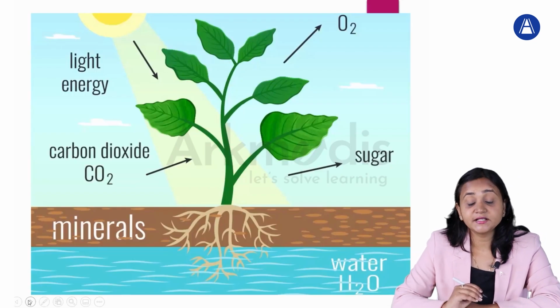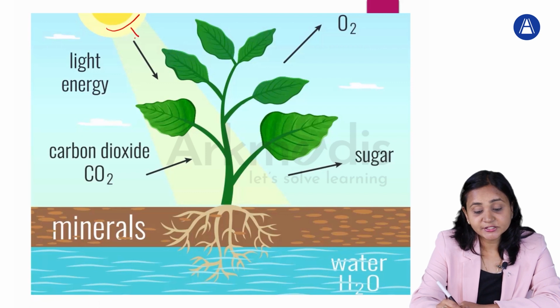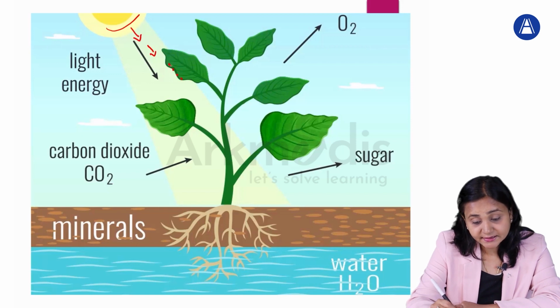Now this is the plant. Okay, it is getting energy from the sun, and the leaves, the chloroplasts present in the leaves, they absorb this light.